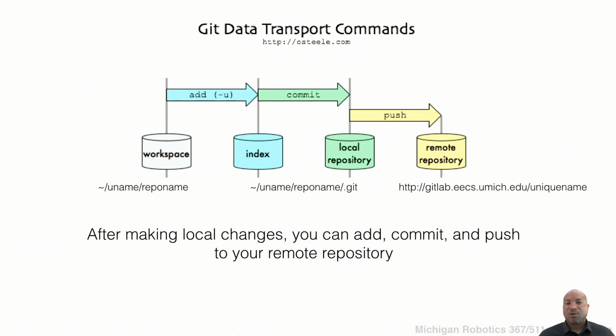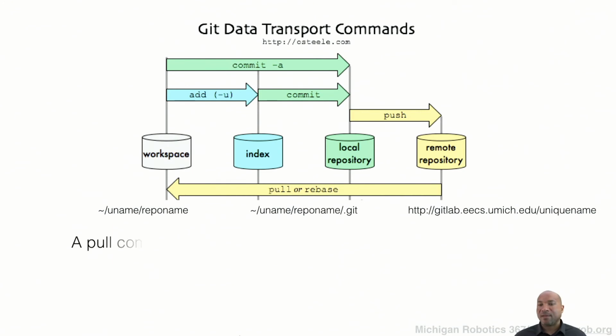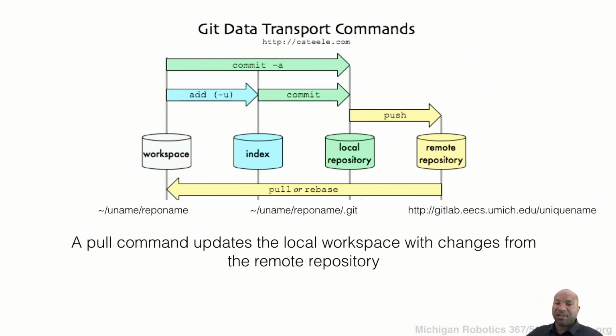And so what happens is when you make a change to your workspace, you then add that file if you're creating a new file. But if you make changes to an existing file, you commit it from your workspace into your repository, and then you can push into your remote repository. So if you don't have any files to add, just commit and push. And if changes happen in your remote repository and you want to bring them locally, you can do a pull, and a pull will bring items from the remote into your local workspace for you to then make changes.